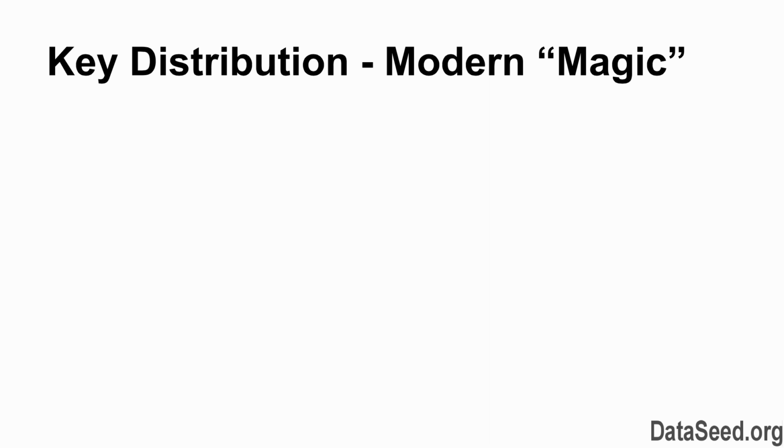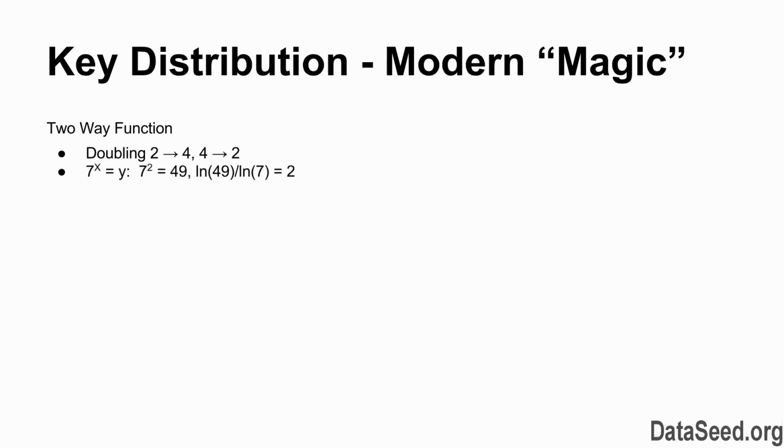Let's take a step back and describe the two-way function. Something that can be done, can be undone. Take a doubling function. 2 to 4 can easily be converted back from 4 to 2. Or take this exponential function, 7 raised to the power of x. If x equals 2, we get 49. To undo this, we can use the natural log function, like so.